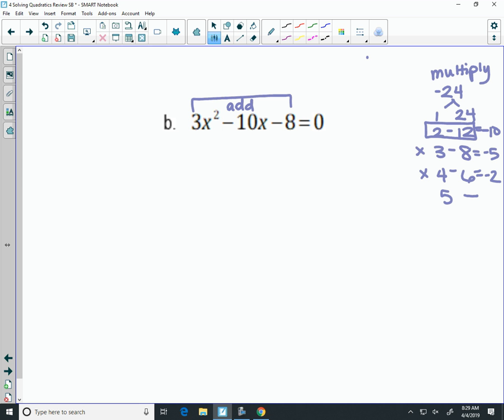So my first term's going to stay the same. My negative 10 is going to turn into 2x minus 12x. That's the same as negative 10. And then minus 8. And now we're going to cut it in half and GCF.